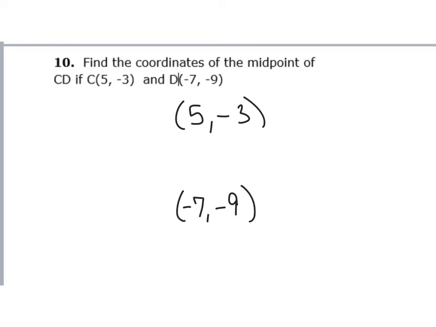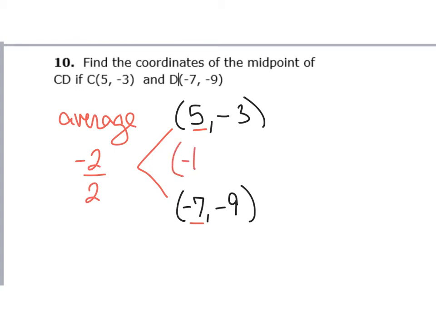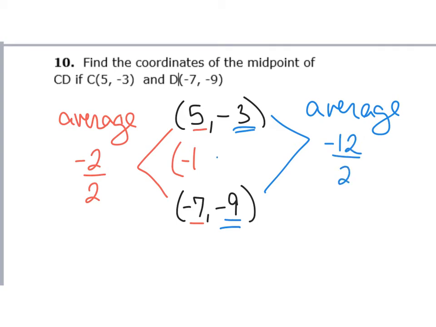Okay? And then I'm going to do the same thing I did before. I'm going to look at my x's, and I'm going to average them. So 5 plus a negative 7 is a negative 2, divided by 2 is a negative 1. Then I'm going to do the same thing with my y's. I'm going to average them together. So negative 3 plus a negative 9 is a negative 12, divided in half gives me a negative 6. I put my comma in between, and here is my midpoint, the point negative 1, negative 6.